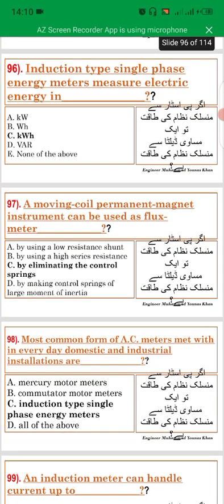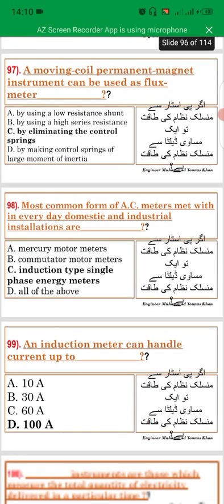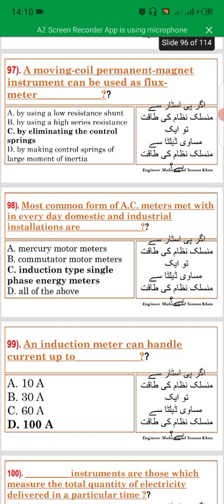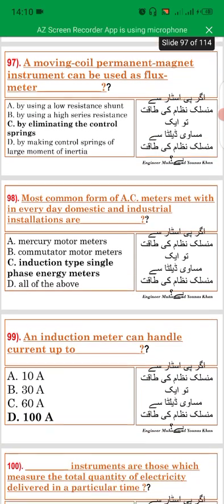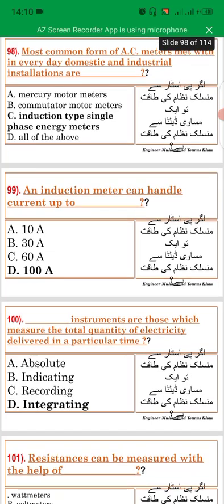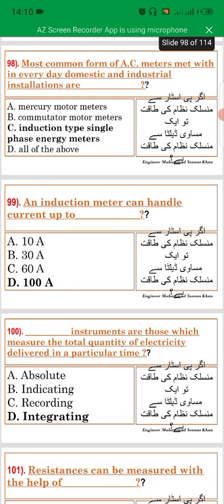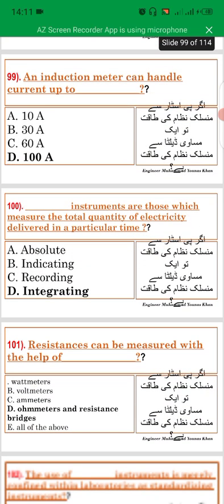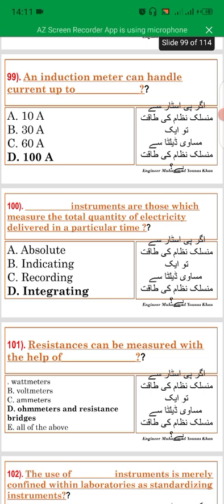Induction type single phase energy meter measures electric energy in kilowatt hour. A moving coil permanent magnet instrument can be used as a flux meter by eliminating the control springs. Most common form of AC meter met with in everyday domestic and industrial installation are induction type single phase energy meters. An induction meter can handle current up to 100 ampere.